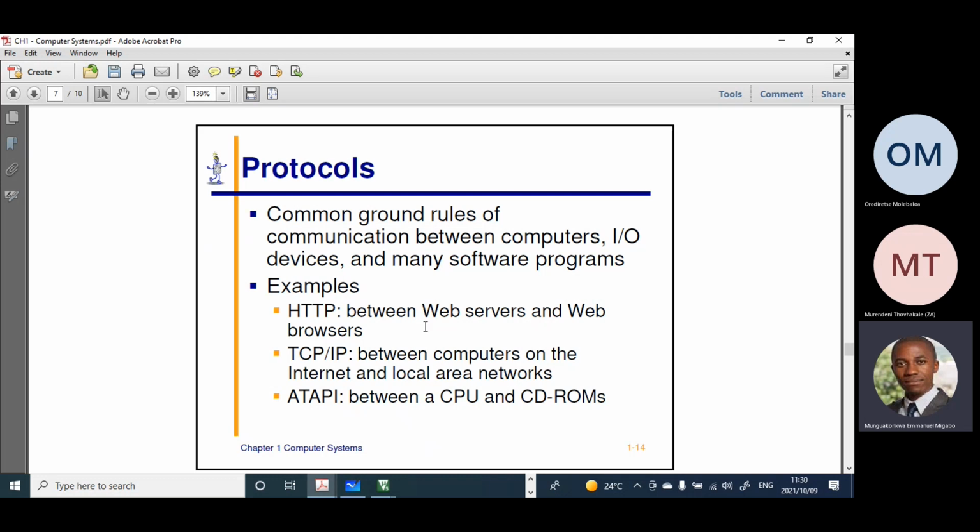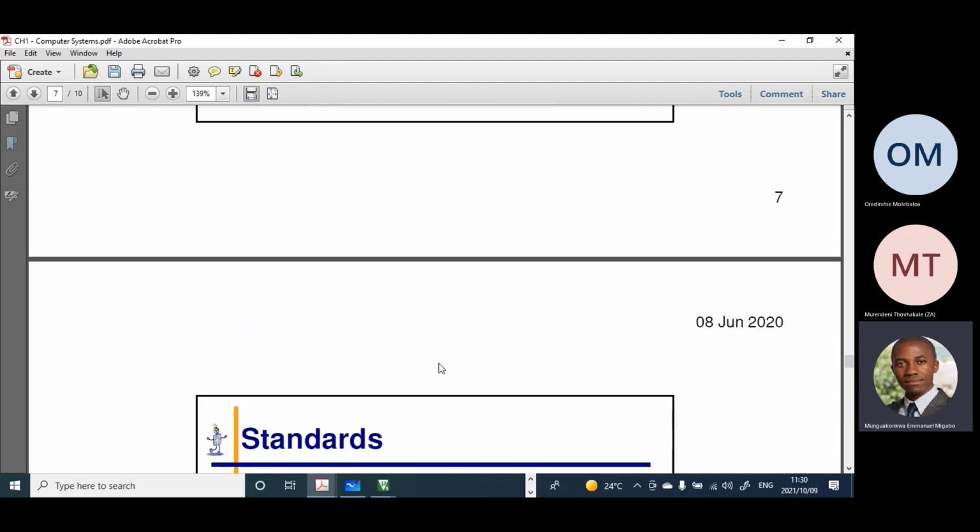TCP/IP is the protocol used for the internet to connect any computer to the internet and local area networks. We've got ATAP between, for example, CPUs and CD-ROMs, and all the way to UART, serial communication, I2C, SPI. All of these protocols are very important in computer systems.